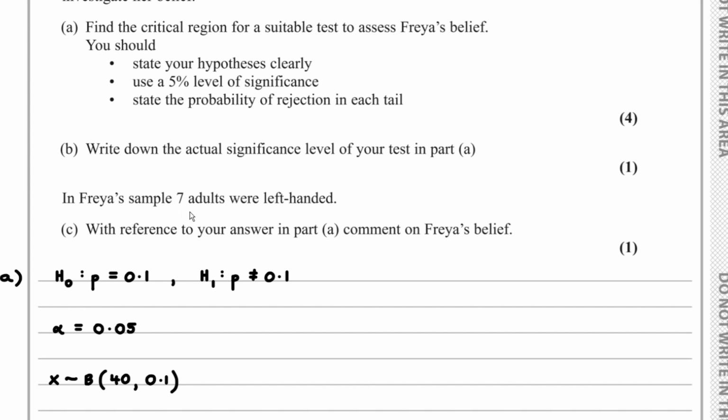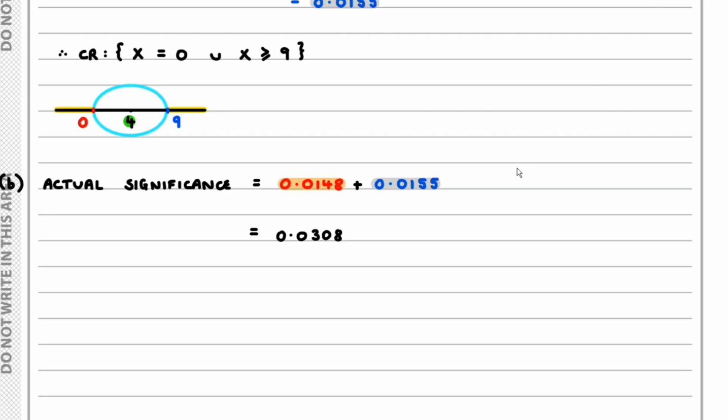In Freya's sample, 7 adults were left-handed. Part C, with reference to your answer in Part A, comment on Freya's belief. Well, the 7 is not within this region, and therefore, as 7 is not in the critical region, there is insufficient evidence to support Freya's belief.